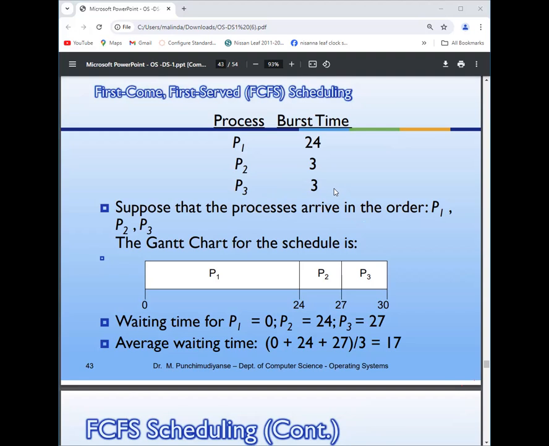So if I tell it in English, that means from the time of admission to the queue until it completes everything and leaves the system. So that is called turnaround time.